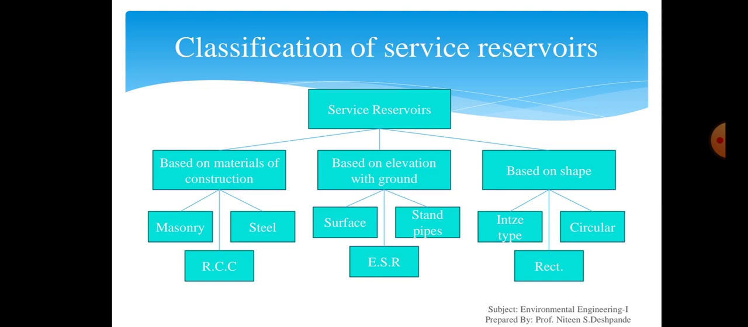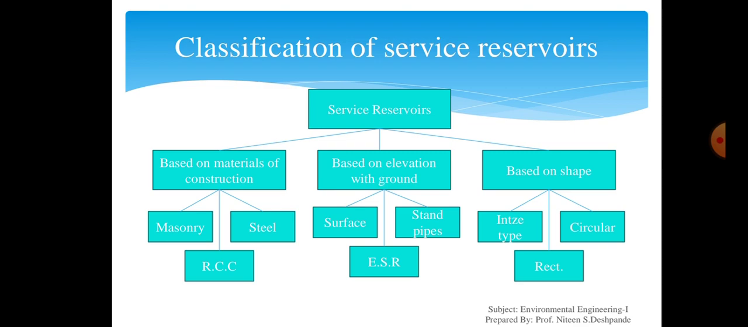Now as far as the classification of service reservoirs is concerned, it is classified based on three parameters. First, it is classified based on the materials of construction. On the basis of materials of construction, they are divided into three types: masonry service reservoirs, steel reservoirs and RCC reservoirs. Obviously the masonry reservoirs are made up of masonry, steel reservoirs are made up of steel material, and RCC reservoirs are built up in reinforced cement concrete.